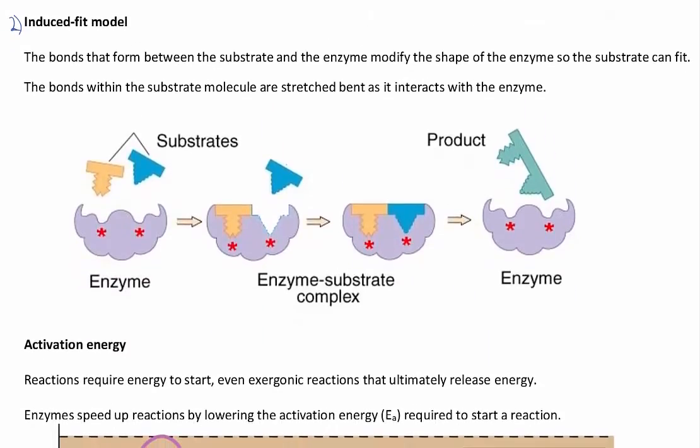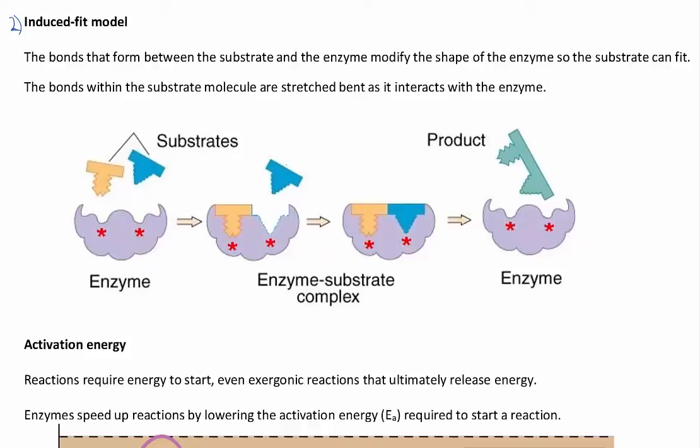In the induced fit model, the active site of the enzyme does not fit the substrate precisely. In this model, the substrate molecule enters the active site and causes the enzyme molecule to change its shape until the two molecules fit together more closely. In this situation, the bonds within the substrate molecule are stretched as it interacts with the enzyme, and as a result of the stresses on the substrate, the activation energy required to start the reaction is lowered, and the products of the reaction are formed at a faster rate.